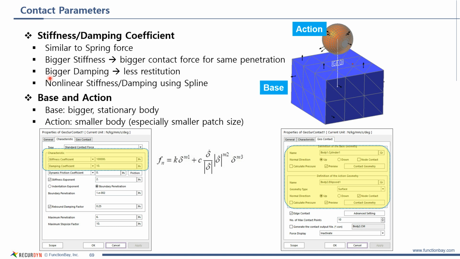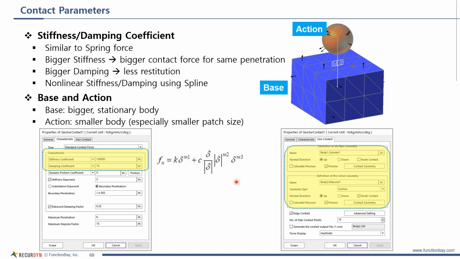If a big damping coefficient is used, the restitution usually decreases. So sometimes it looks sticky. It will be shown in the demo video later. And it is possible to use nonlinear stiffness and damping using spline.